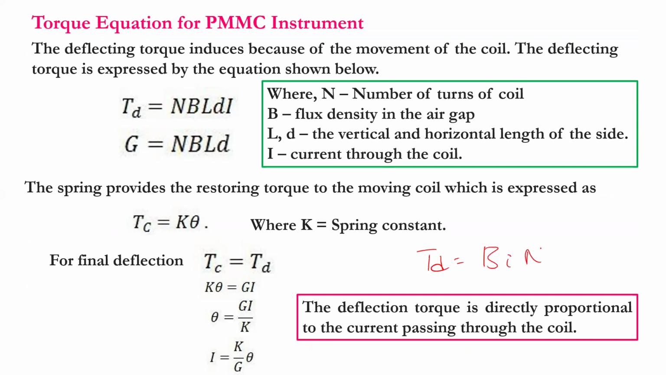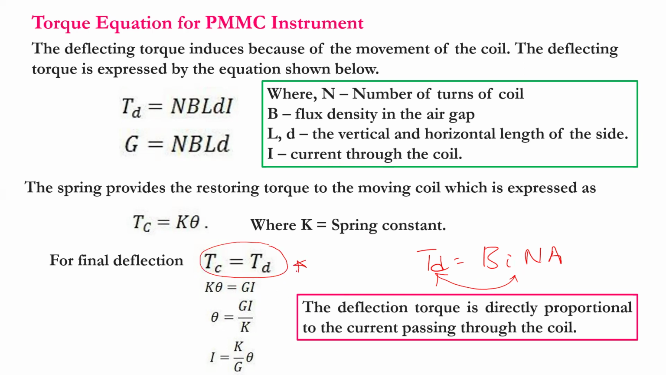B stands for flux density, I stands for current, N stands for number of turns of the coil, A stands for area. The deflecting torque is directly related to current. And when the deflecting torque and controlling torque are equal, that is the final deflection position or equilibrium position.